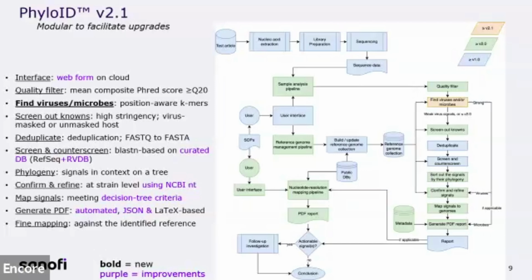So we developed a position-aware K-mer approach. This allows the K-mers to be really short, but the thing is, sequences are sequences, so the K-mers are in a certain order. This allows for mismatches, it allows for indels, and it becomes very specific and also very sensitive.